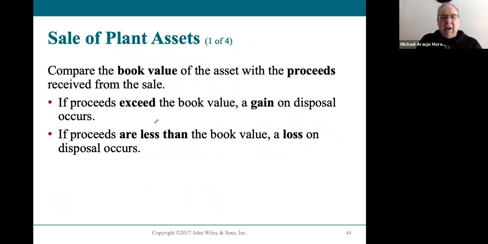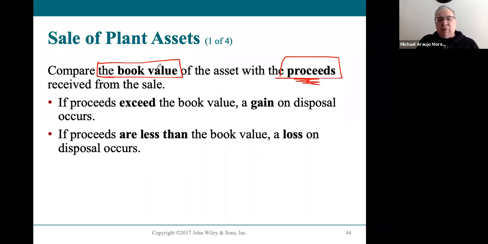Okay. How we actually look at things is where your book value is going to come in handy. So whatever the book value is of the asset at the time, we compare it to what we actually earned from selling it, the proceeds. Sometimes the proceeds are larger than the book value, in which case we have to recognize a gain.